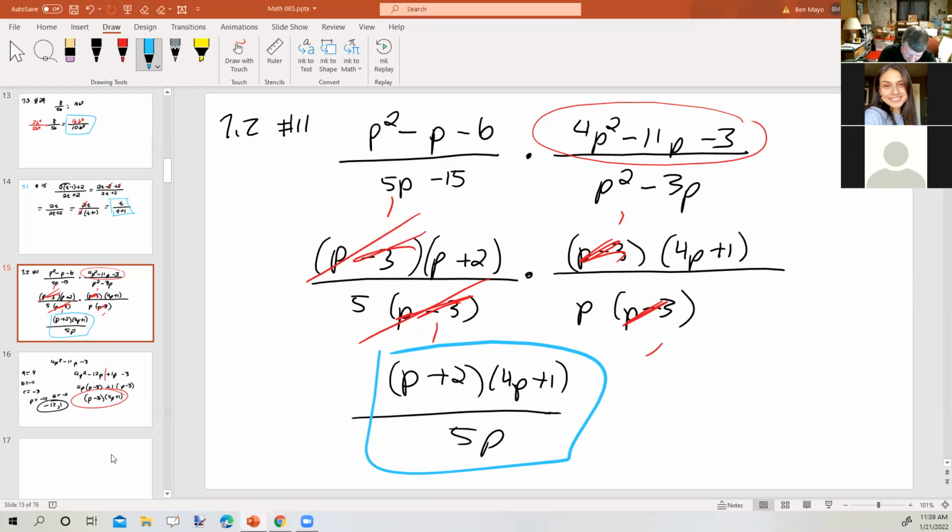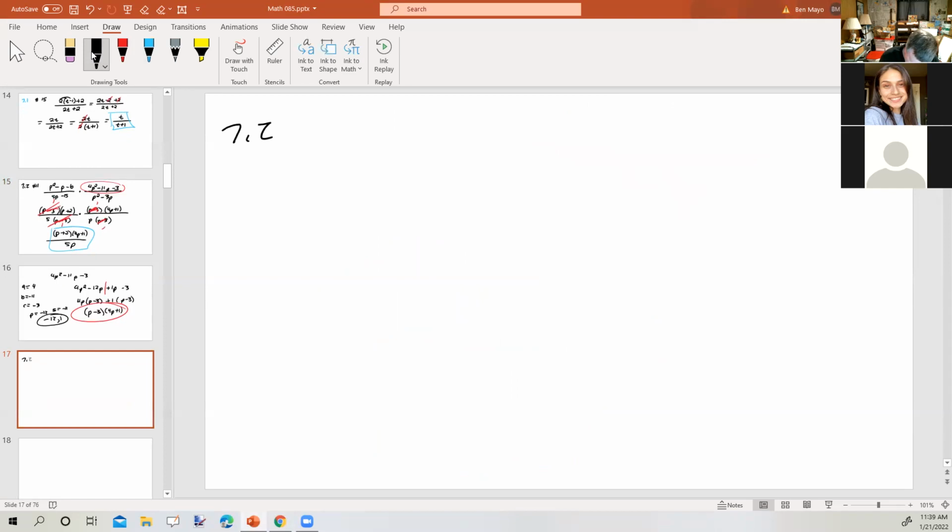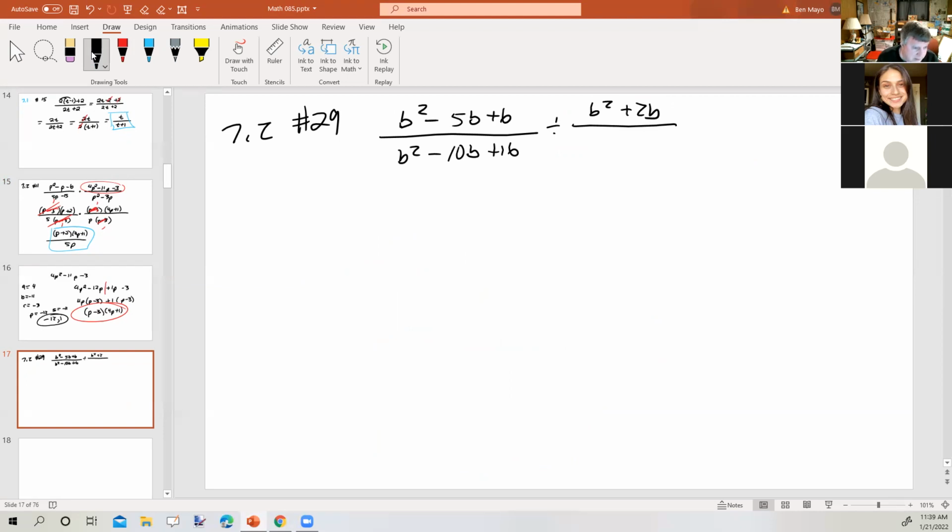Coming up next, this is 7.2, number 29. It says, perform the operation and simplify if possible. This time we're starting out with dividing. We have b squared minus 5b plus 6 over b squared minus 10b plus 16 divided by b squared plus 2b over b squared minus 6b minus 16. Now, the first thing I'm going to do is recopy the whole thing, but change it from dividing by a fraction to multiplying by its reciprocal.